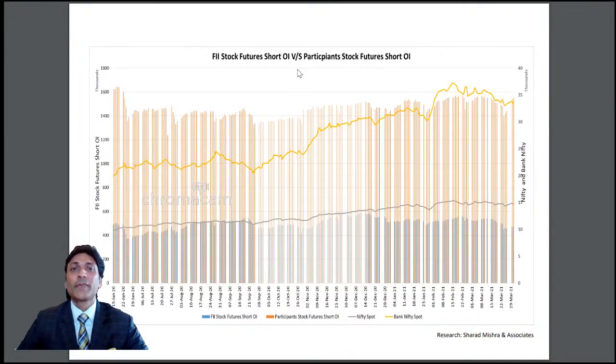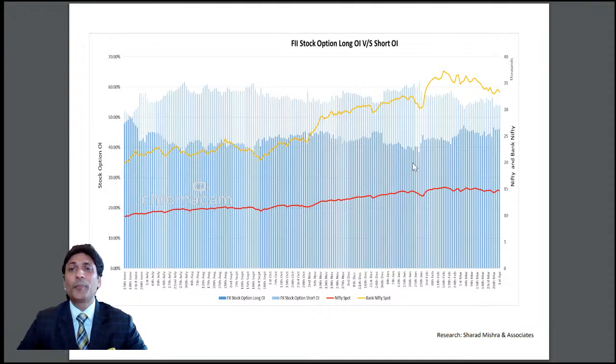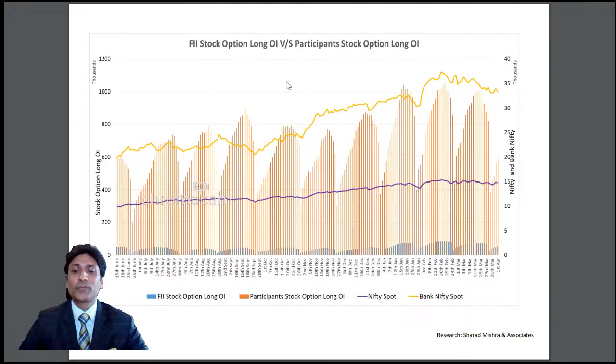If you look at FII stock futures short Y versus participant wise stock futures short Y, see participant wise short Y is consistently increasing post November. However, for FIIs it has been consistently decreasing since then. FII stock options long Y versus short Y, see how it has been stagnated throughout from November onwards, but after 20th January it has been increasing for stock option short Y, and we are seeing that the stock option long Ys are constantly decreasing.